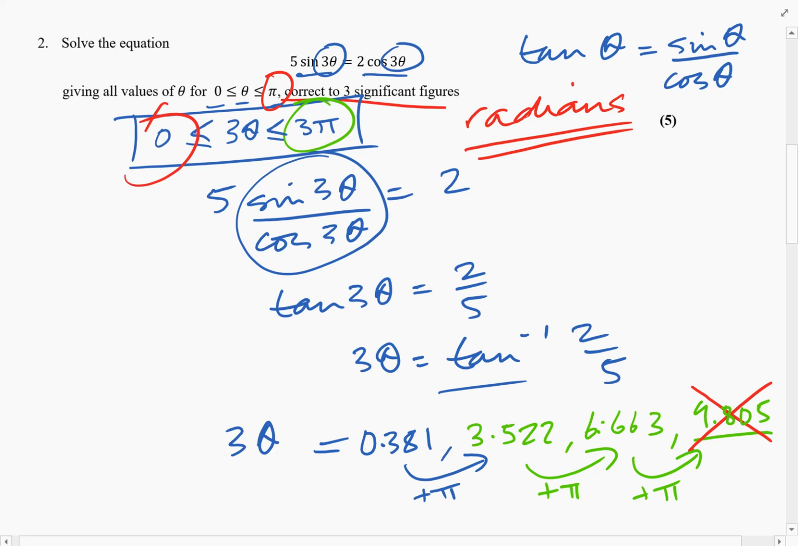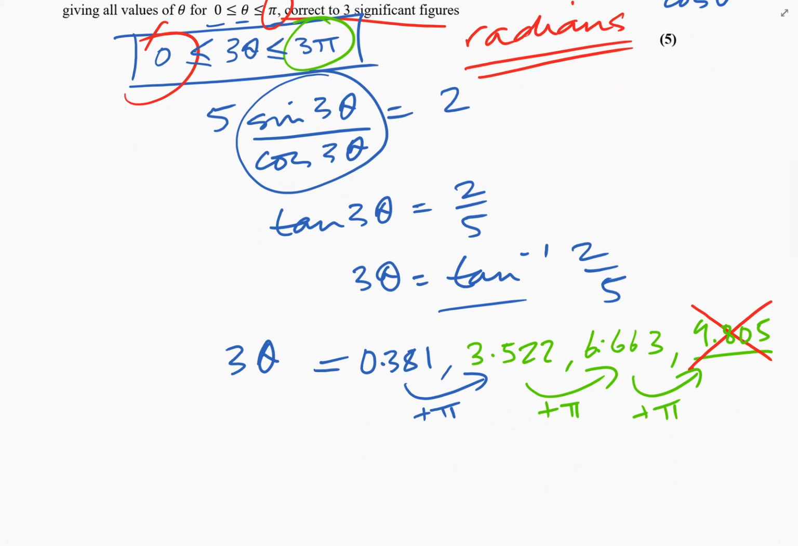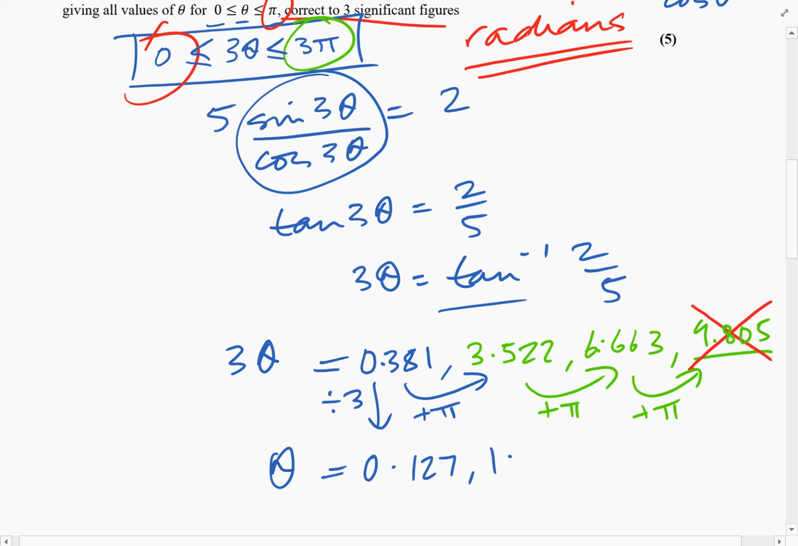You can see we don't want any negative values either, otherwise we would subtract pi's if we did want negative values, but we don't. Okay, so nearly finished now. We've got all our values in our range that we need. So to finish off, we're just going to divide everything by 3 now. So divide by 3 all of these values, and I got 0.127, 1.174, and 2.21. These are all in radians. Okay, so I think those are the 3 solutions to that question.